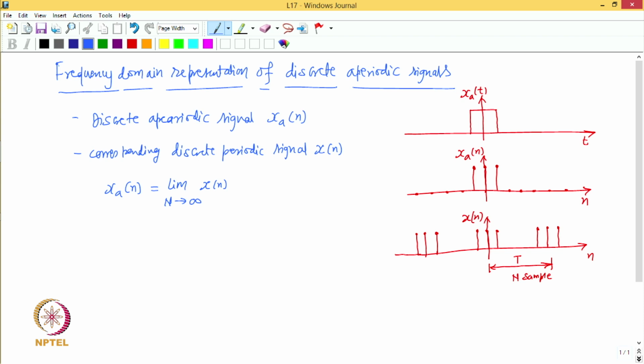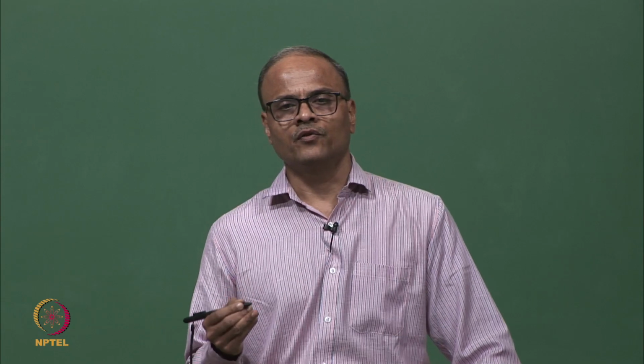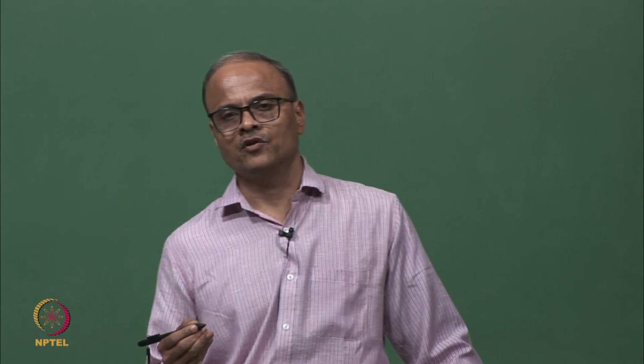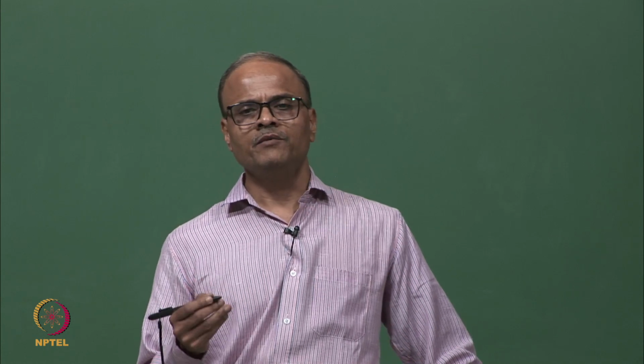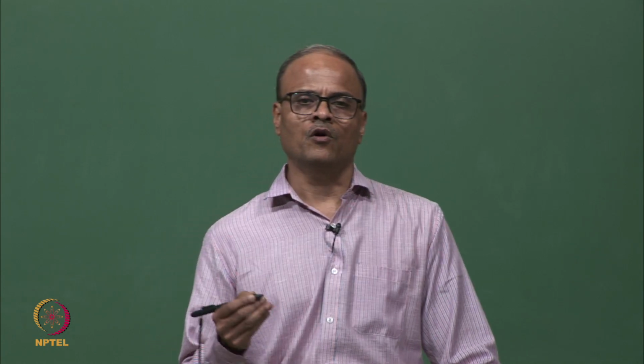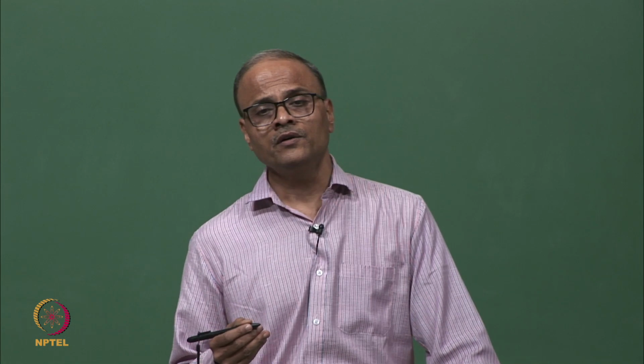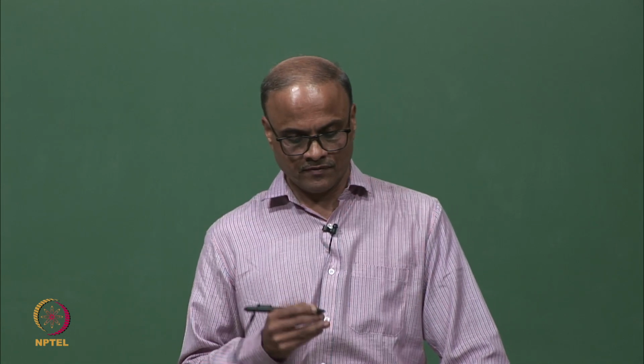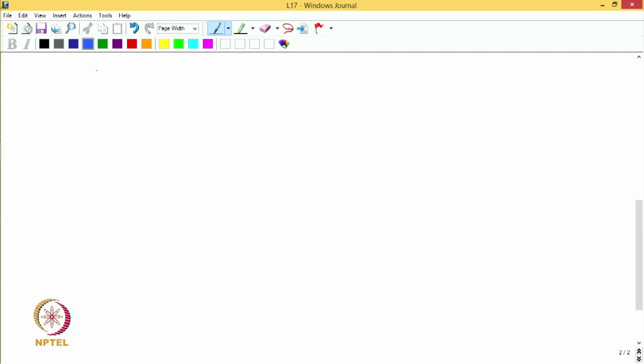Now for x n we know the discrete Fourier series, which is the frequency domain representation of x n, and by taking the limit of that DFS we hope to obtain the Fourier representation of the discrete aperiodic signal. So let us do that on the next page.